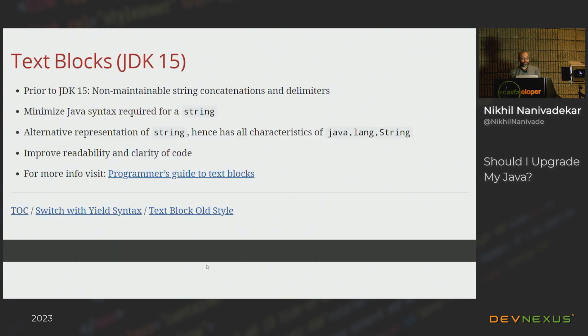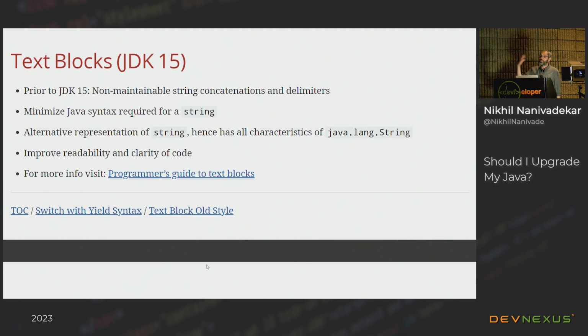With that, the next one is text blocks. Prior to JDK 15, we had to deal with a non-maintainable, long and tedious way of writing strings. Basically, it consisted of a number of plus signs, addition signs, as well as trying to figure out what goes where, especially for JSONs and everything.